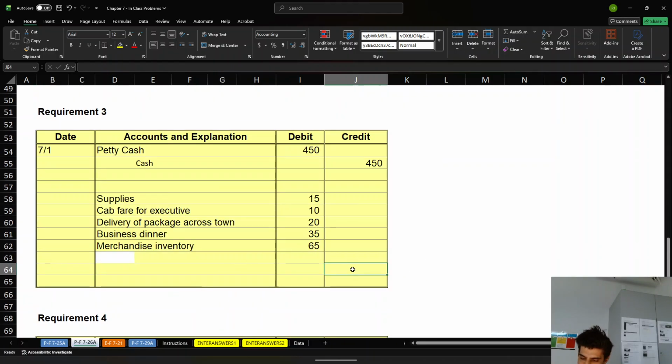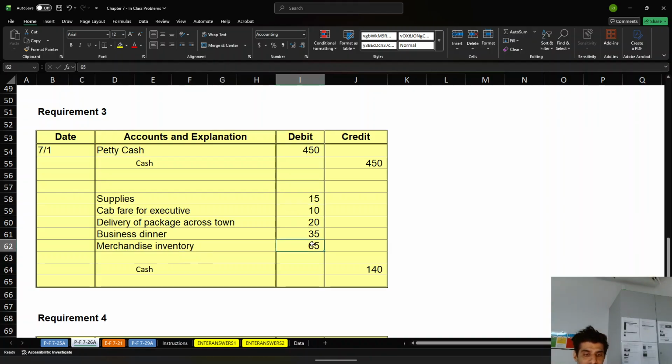Okay. So I know that my bank account cash is going to get credited. I'm going to reduce the amount in my bank by $140 because I need to bring that physical cash to replenish this back up to 450. Okay. So now after this, my imprest cash account balance is back up to 450.